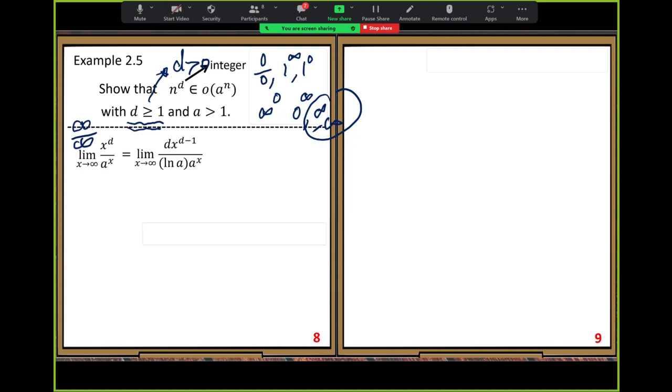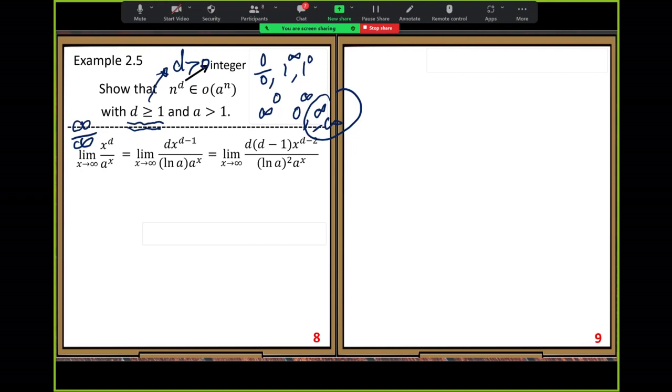infinity over infinity if d is greater than 1. If d is greater than 1, it is still infinity over infinity indeterminate form. That means we can apply L'Hopital's rule another round. If it's infinity over infinity, we can keep applying L'Hopital's rule all the way down to the determinate form. We stop when the form becomes determinate.